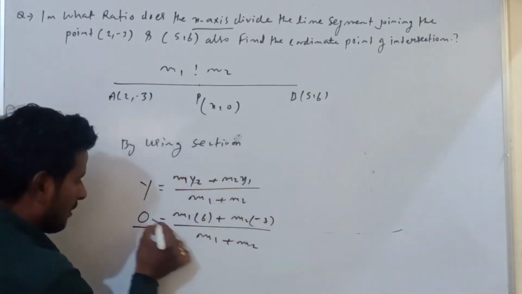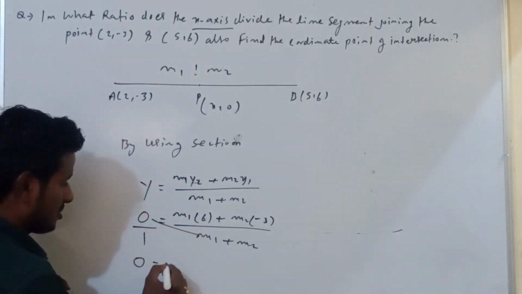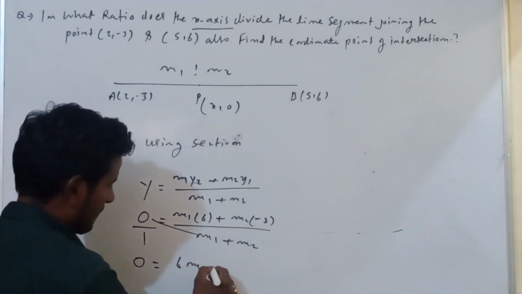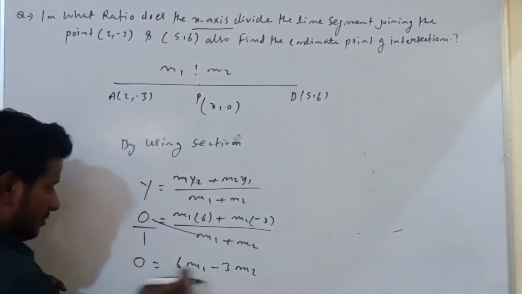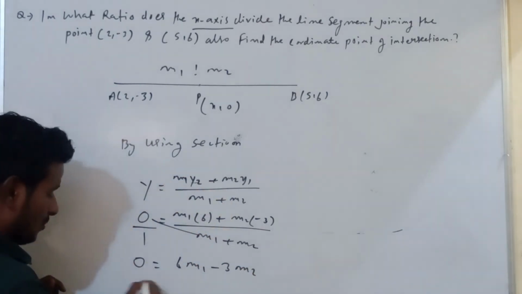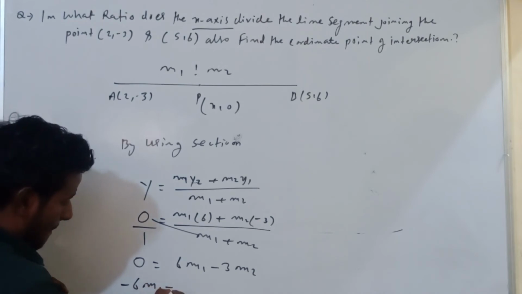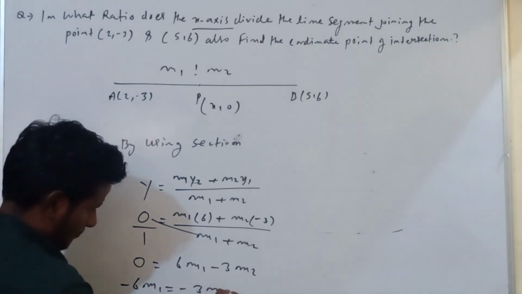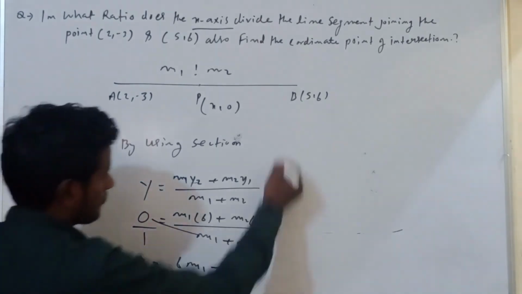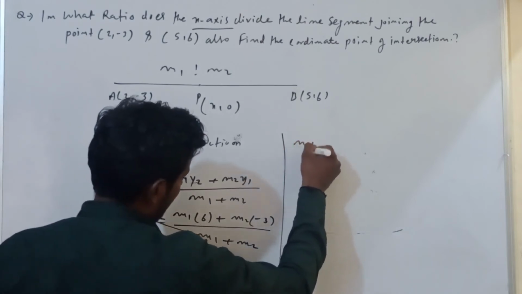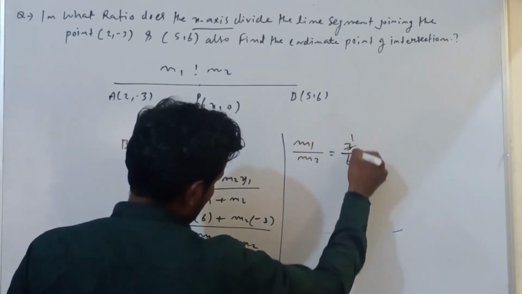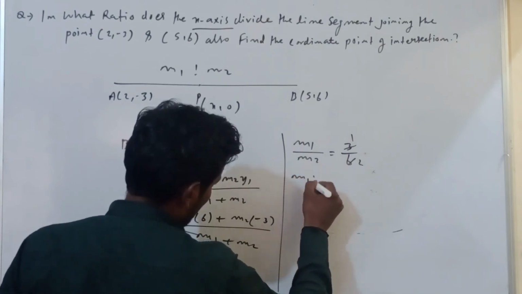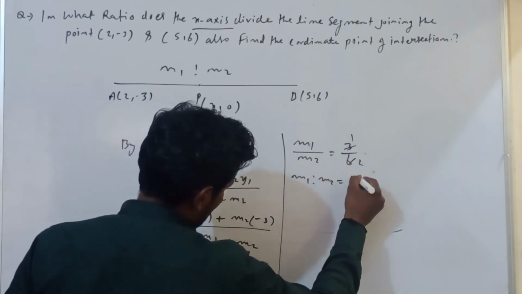Whenever this is multiplied by 0, it is 0. So 6 m1 minus 3 m2 equals 0. When the 3 m2 comes to the left side, m1 upon m2 is 3 upon 6, which is 1 upon 2. So the ratio m1:m2 is 1:2.